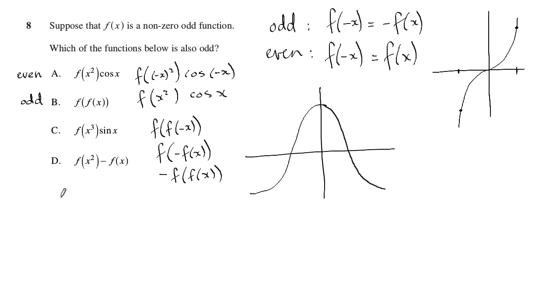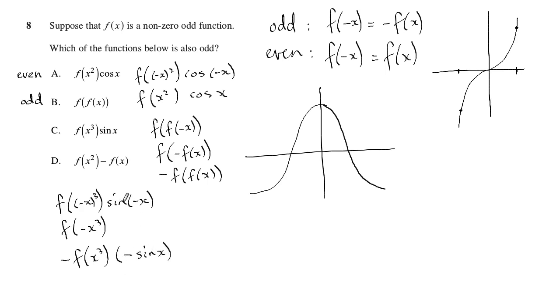So for C, we get f of minus x cubed times sine of minus x. That's f of negative x cubed. And then because f is odd, that'll be negative f of x cubed. And sine of negative x is negative sine x, because sine is an odd function as well, if you remember. Its graph is like that. So that's an odd one. Now these negatives will just cancel, and we're just left with the original one. So that one is an even function.